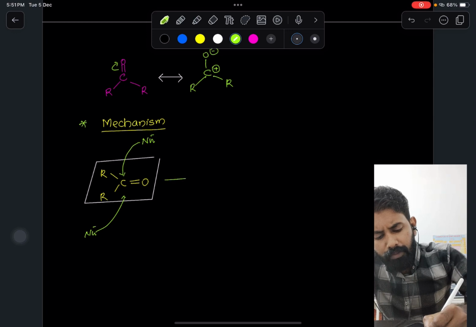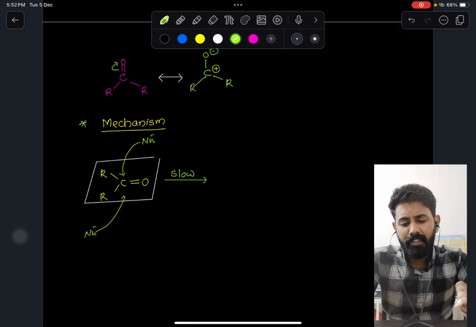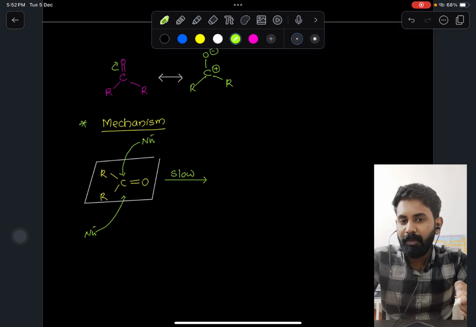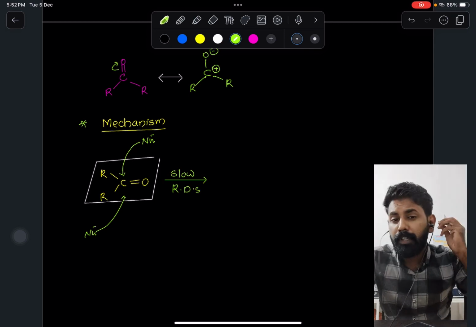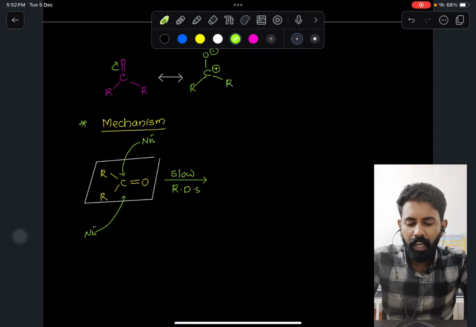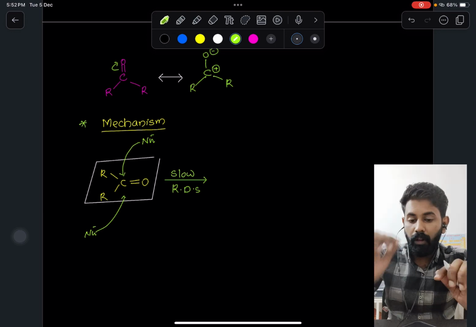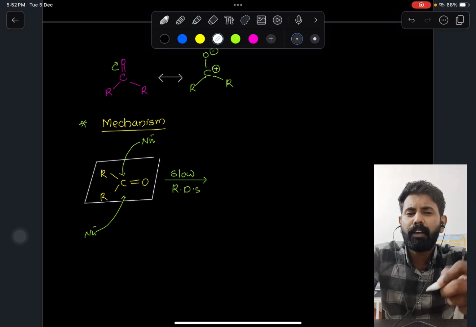Okay, so those are the nucleophilic attack possibilities, and that attack will be the slowest step. Since it is the slowest step, we know that it is the rate determining step. What is the speciality of the rate determining step? It decides whether the reaction will take place at the fastest rate or at the slowest rate. We already know that part from the reaction mechanism, also from chemical kinetics.